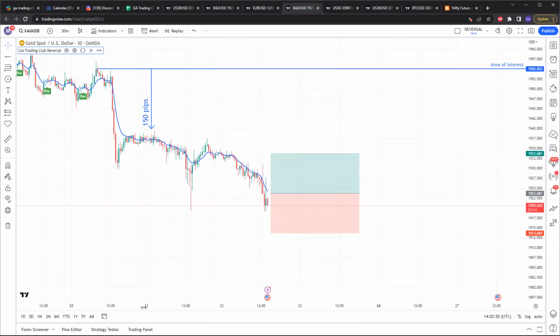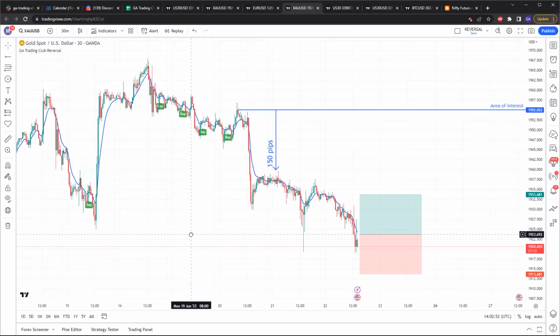Yeah, so the default for the reversal is 50, the breakout pips, right? Yes, for US 30, gold and NAS, that's it.